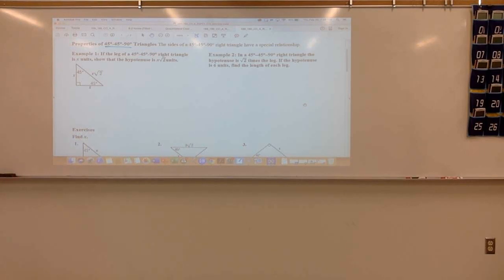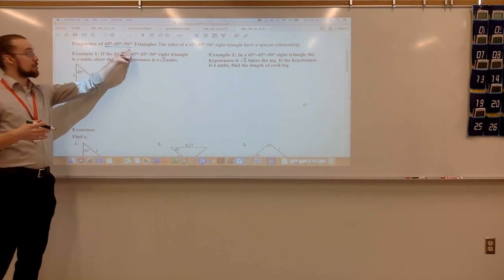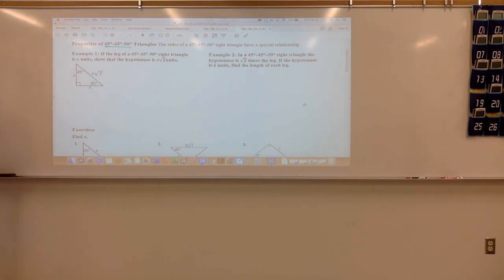Any isosceles right triangle will have to have these angle measurements, because if we're saying one of the angles is 90, and we have two sides and angles the same, the other two angles would have to be 45. Now, if we have those angle measures, the sides will always have a certain relationship. This is that relationship.